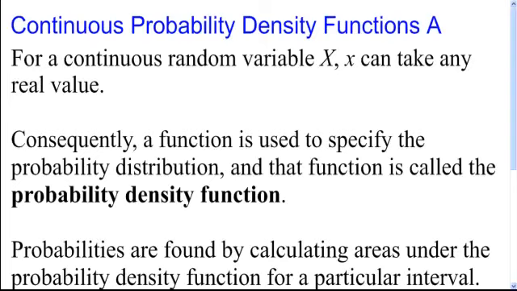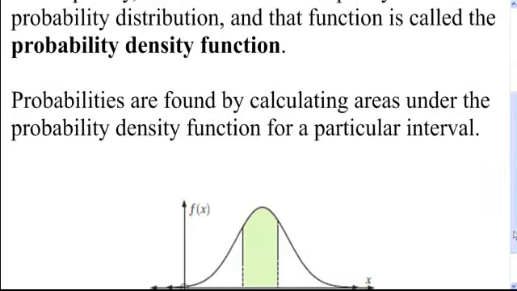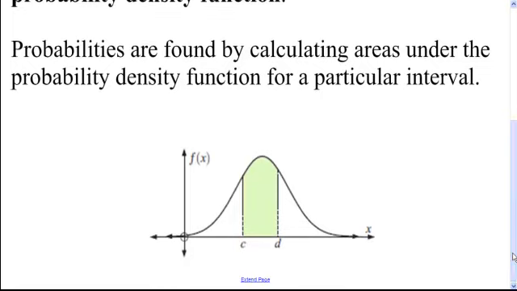To begin with, we're going to be looking at a continuous random variable x, and x can be any real value. So x can be decimals, it can be fractions, it can be any possible thing. Therefore, a function is used to specify that probability distribution, and that function is called the probability density function. Those probabilities are found by calculating the area under the probability density function over a certain interval. So we're going to be looking at curves.